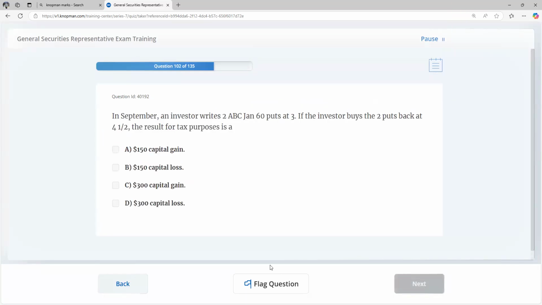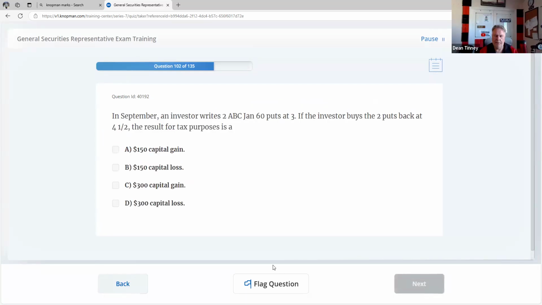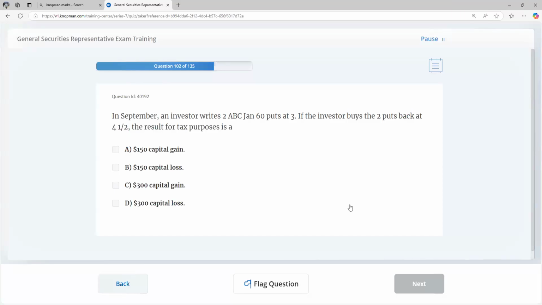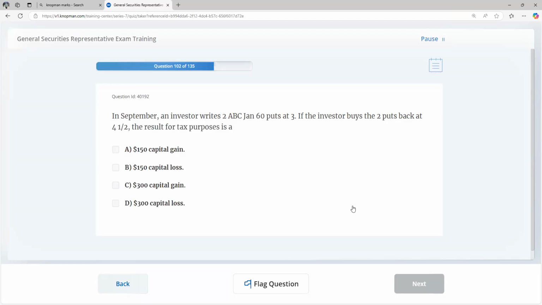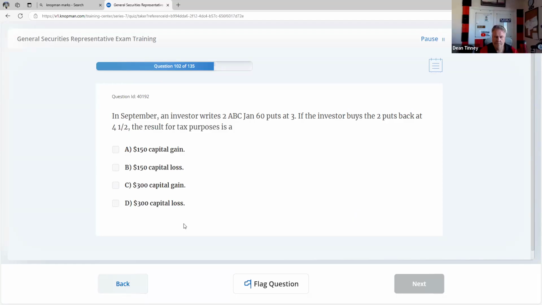In September, an investor writes two ABC January 60 puts at 3. If the investor buys the puts back at 4.5, the result for tax purposes is. Part of me wants to say it's 150 capital loss. Well, remember though, you got two of them. Yeah, so 300 capital loss. There you go. Boom.